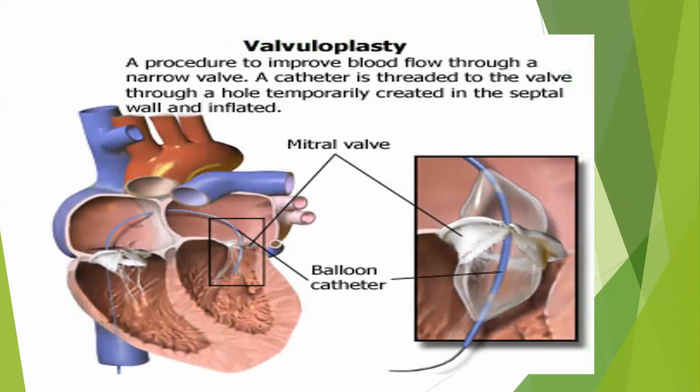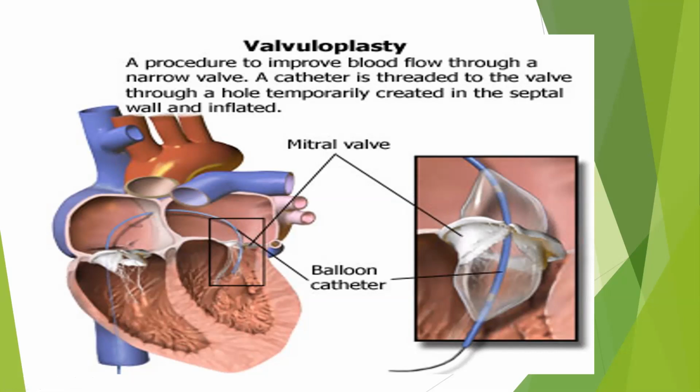So here we look at valvuloplasty. Remember I said we're going to open up that area. This procedure is to improve blood flow through a narrow valve, a stenotic valve. A catheter is threaded through the valve and a hole is temporarily created in the septal wall and the balloon is inflated. So they have to go through the septal wall to the mitral valve on this side, with the balloon on the catheter, and here they are trying to open up that mitral valve.